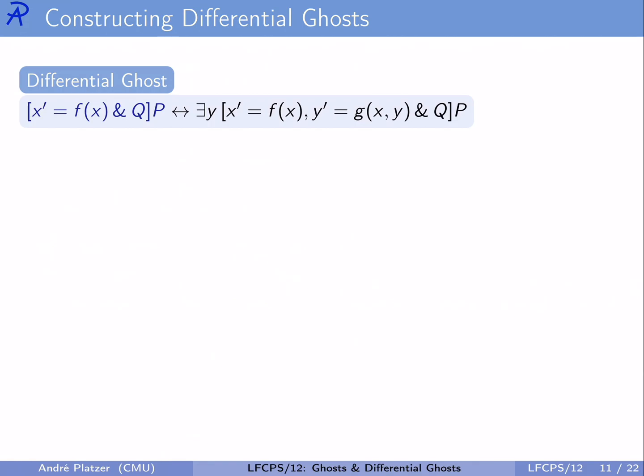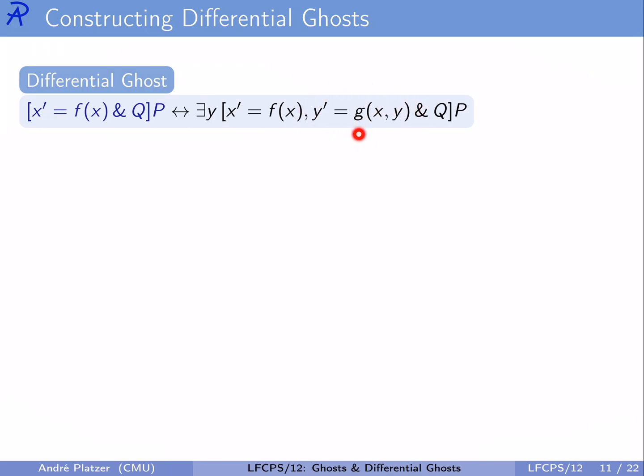In fact, this time we can render it directly as an axiom and say that if we are interested in the question whether property p is always true after a differential equation, x prime equals f of x, within an evolution domain constraint Q, then we can equivalently prove the same question whether p is true after a slightly bigger differential equation system, the one that, in addition to x prime equals f of x, says, oh, and y prime equals g of x y. So a new differential equation which we dreamt up.